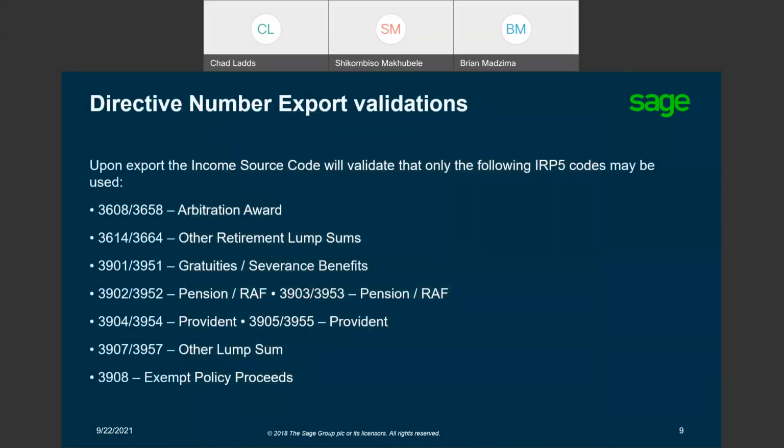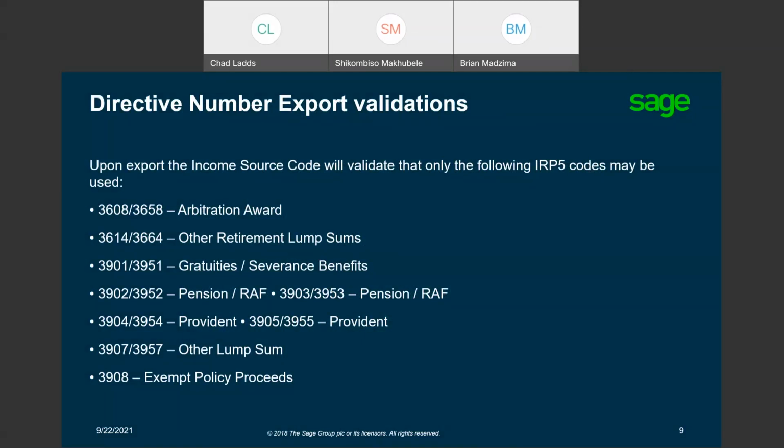So with your directive number export validations, upon the export, the income source code will validate that only the following IOP5 codes may be used. I'm not going to read through the list. Very importantly, when you update to 21.3.1.0, these source codes are listed on that specific release note.